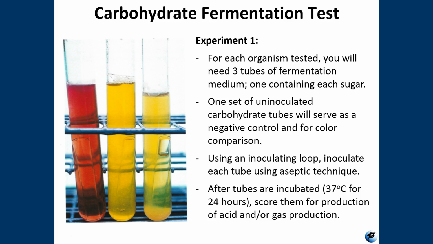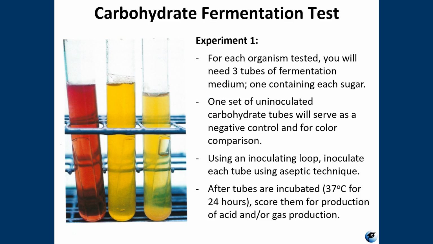So what you're going to do is use your sterile inoculating loop. You're going to inoculate each of the test tubes, but not the negative control tube. And after the tubes are incubated, you're going to score them for either the production of acid or the production of gas. If you have gas, it should be a bubble in your Durham tube.